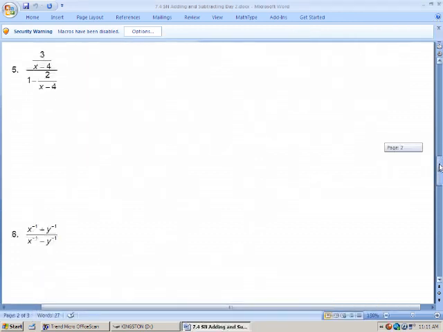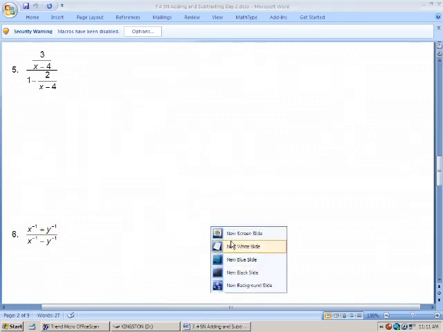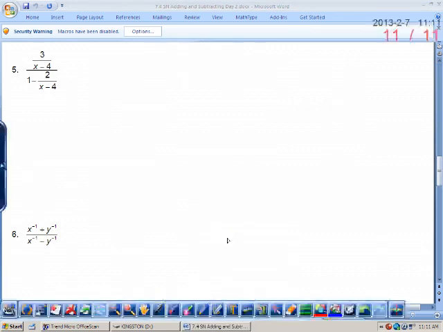Okay, let's look at number 5. Mine is 3 over x minus 4 divided by 1 minus 2 over x minus 4. Okay, do we need to simplify the numerator at all? No. Okay, what about the denominator? Yes.